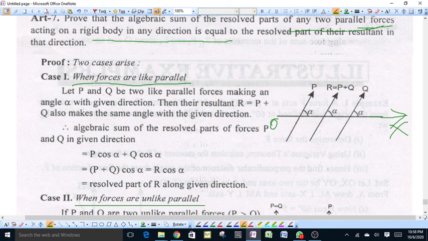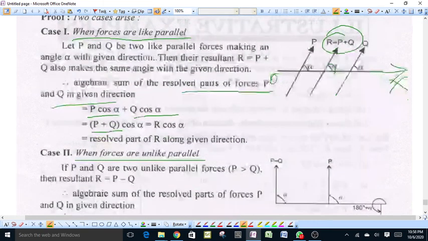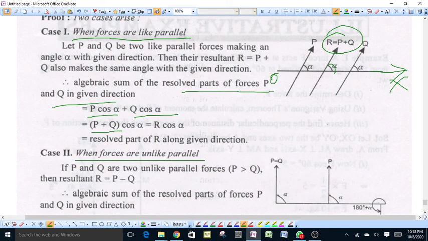Therefore, the algebraic sum of resolved parts of P and Q in the given direction will be equal to P cos alpha plus Q cos alpha. If we take cos alpha common, (P plus Q) cos alpha. Because P and Q are like parallel forces, the resultant R is equal to P plus Q, and it also makes angle alpha with the positive direction of the x axis. Therefore, P plus Q will be equal to R, and R cos alpha is the resolved part of the resultant along the same direction.